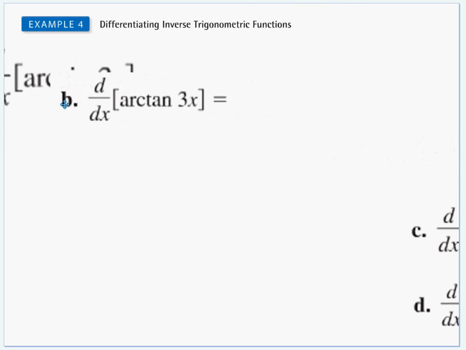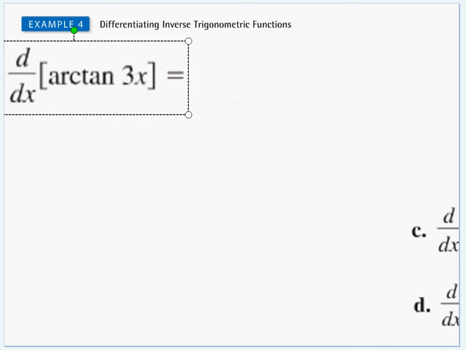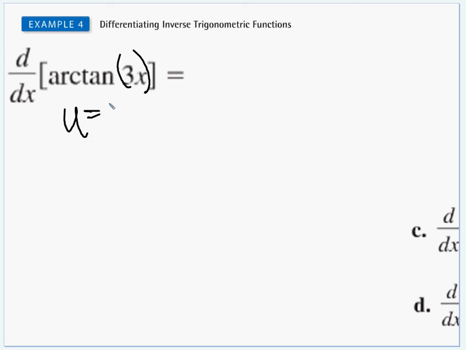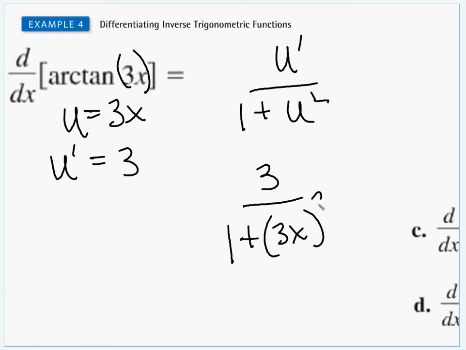Up next, B. Arctan of 3x. So our u value is 3x. Derivative u prime is going to be a 3. The arctan formula, u prime over 1 plus u squared. So the u prime in the numerator is just a 3. Down in the denominator, 1 plus our u, and that is a 3x, and that's quantity squared.